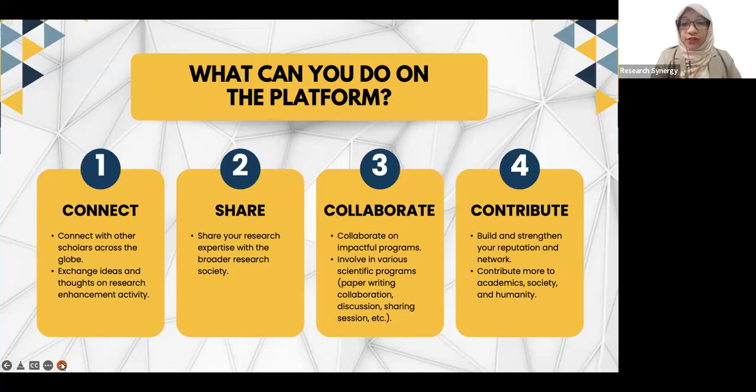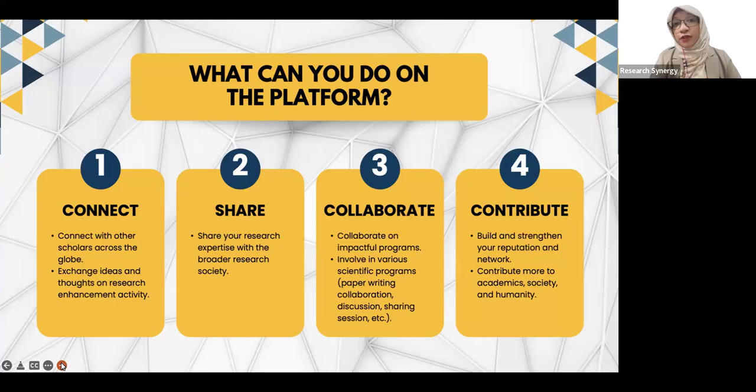And the next thing is to collaborate, collaborating on impactful programs. You can also make a program together, not only waiting for updates from the RSF on what programs they are doing right now, but you can also trigger an initiative to make a collaborative program yourself. You can also get involved in various scientific programs like paper writing collaborations, discussions, and sharing sessions, and so on. It could be more flexible, so it really depends on how you use these platforms to collaborate with each other.